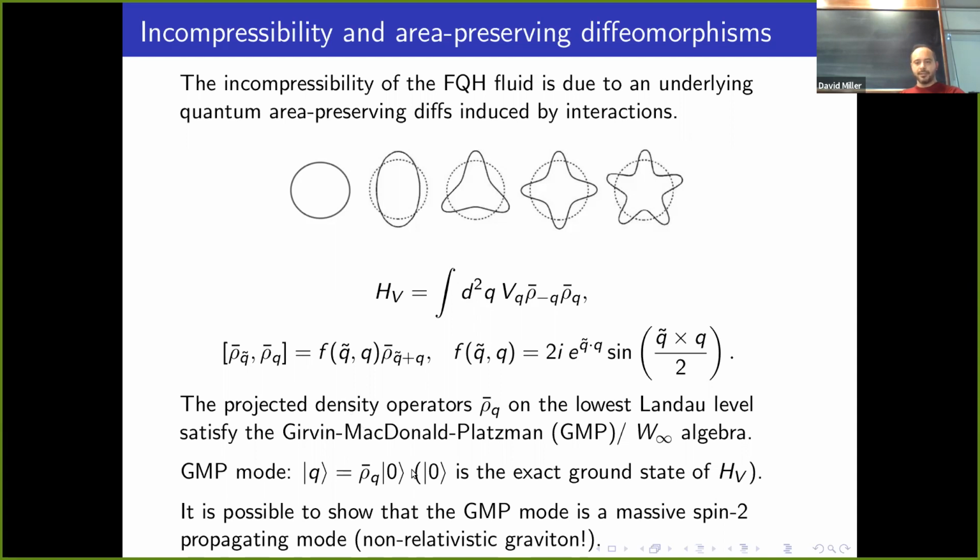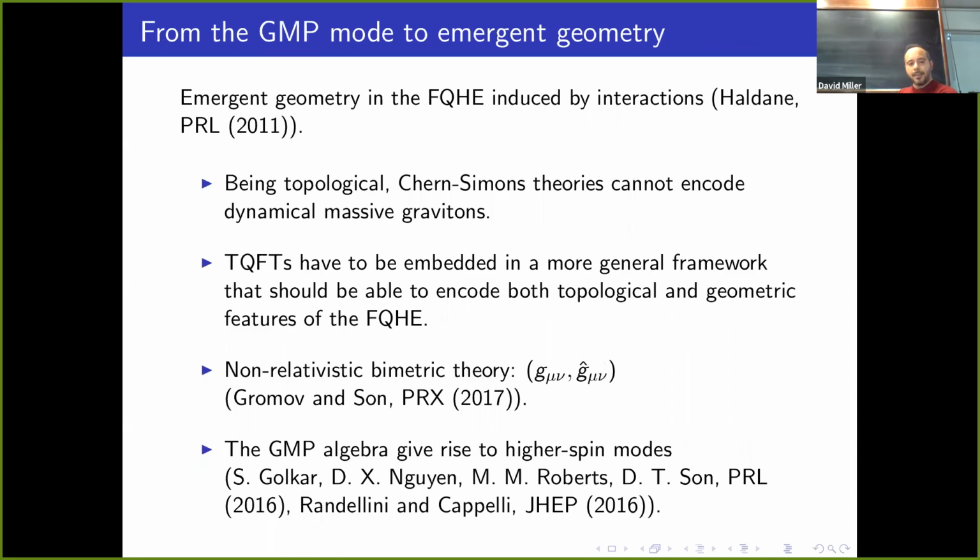There are some proposals for how to describe the dynamics of this graviton. Maybe I can give you some, I summarize them also here. I don't give you more details, but as I said, the original work is by Girvin, MacDonald, and Platzman, but recently Haldane stressed this point that there exists an emergent geometry behind the fractional quantum Hall effect.